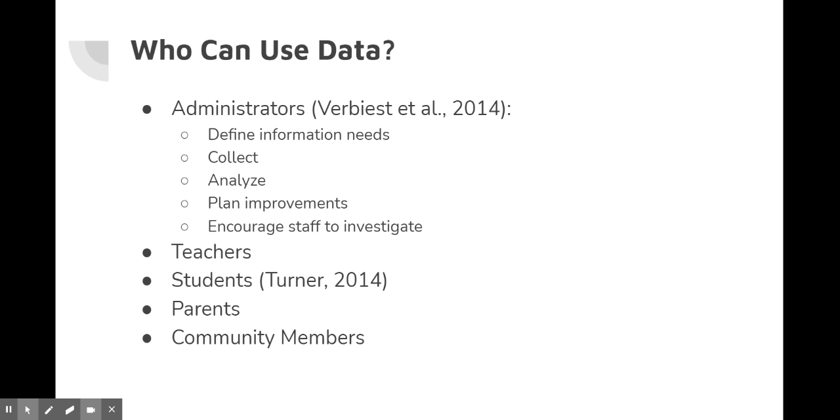Verbiest et al. from 2014 lay out several competencies of data literacy that administrators should have. First, they need to identify information needs based on their general understanding of the needs of staff and students, so those needs can be further investigated. Next, they need to collect and curate relevant data, which leads to the next step of analyzing and interpreting that data. A good analysis of data looks for trends and isolates areas of improvement that the school can work on.